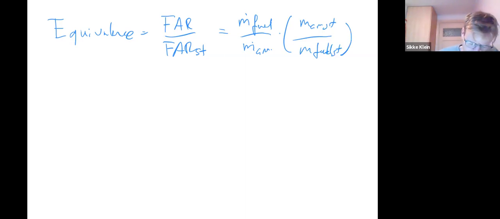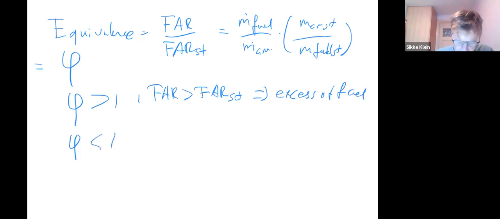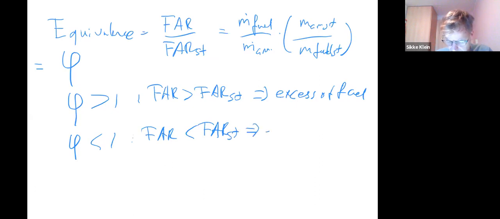The symbol for the equivalence ratio is phi. So that's the fuel air ratio over the fuel air ratio stoichiometric. If phi is larger than one, then the fuel air ratio is larger than the stoichiometric fuel air ratio. That means you have more fuel than for stoichiometric combustion, so you have an excess of fuel. And if phi is smaller than one, your actual fuel air ratio is lower than your stoichiometric fuel air ratio, so you have an excess of air.